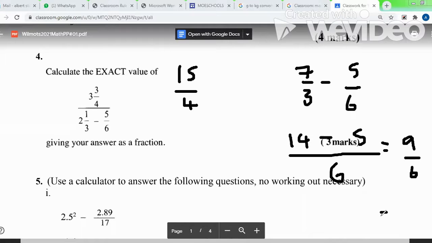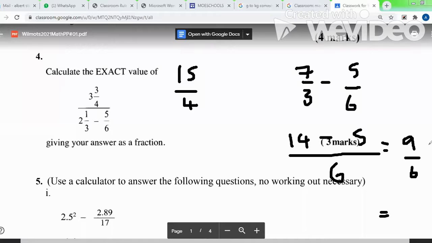Then now we reduce this. Now listen carefully. What I do to reduce this, I look for what I call the highest common factor. The highest common factor is the highest number that is common between 6 and 9 that both of them can go into without leaving a remainder. That turns out to be 3. So 3 can go into 6 and 3 can go into 9.